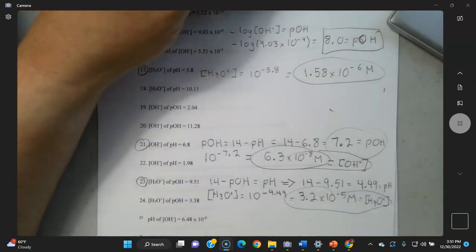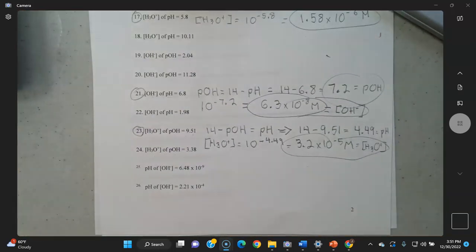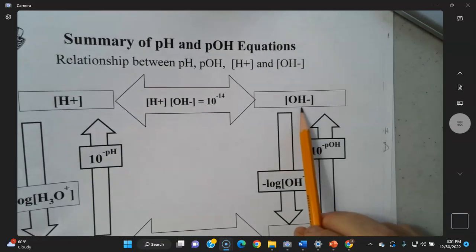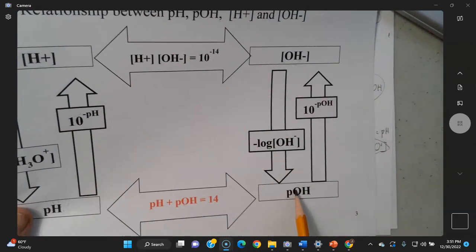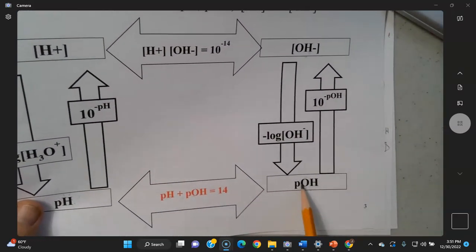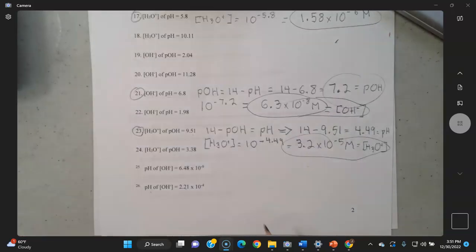All right, let's do one more. Do the very last one here. So pH, if the OH concentration is 2.21 times 10 to the negative fourth, so that means this number is 2.21 times 10 to the negative fourth. I'm going to take the negative log of that to get the pOH, and then whatever that number is, I'm going to subtract it from 14 to get the pH. Okay, so we'll go ahead and do that.